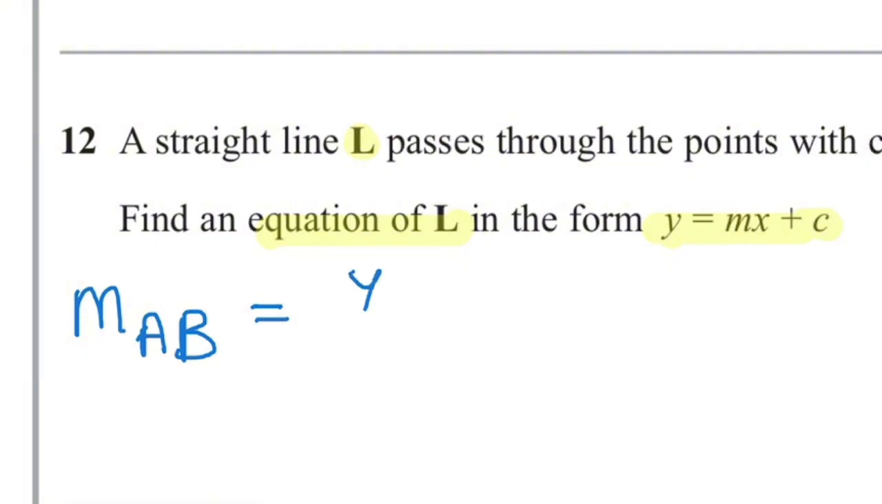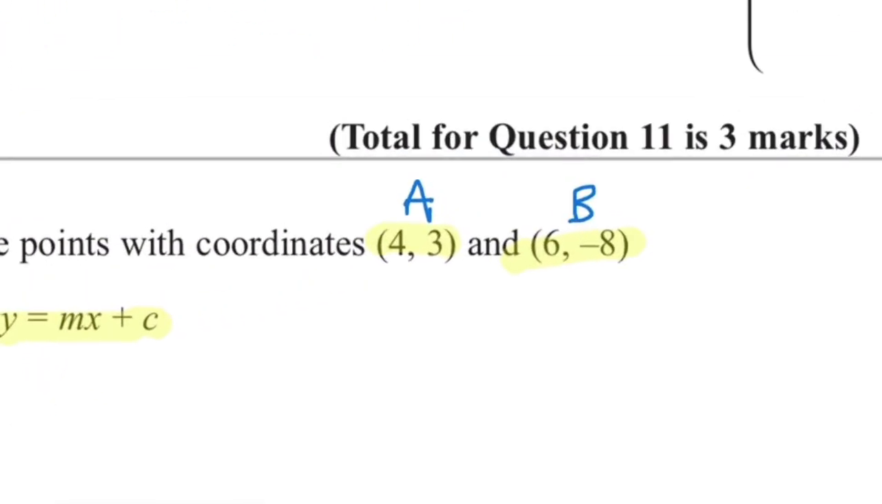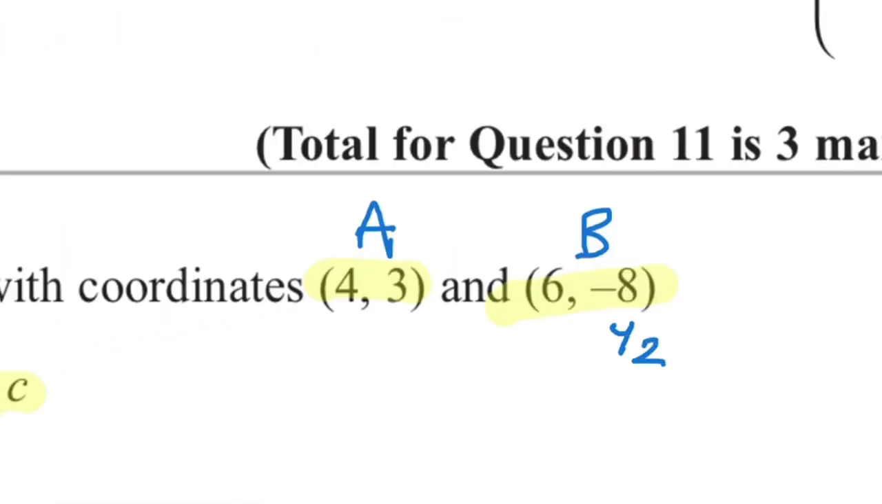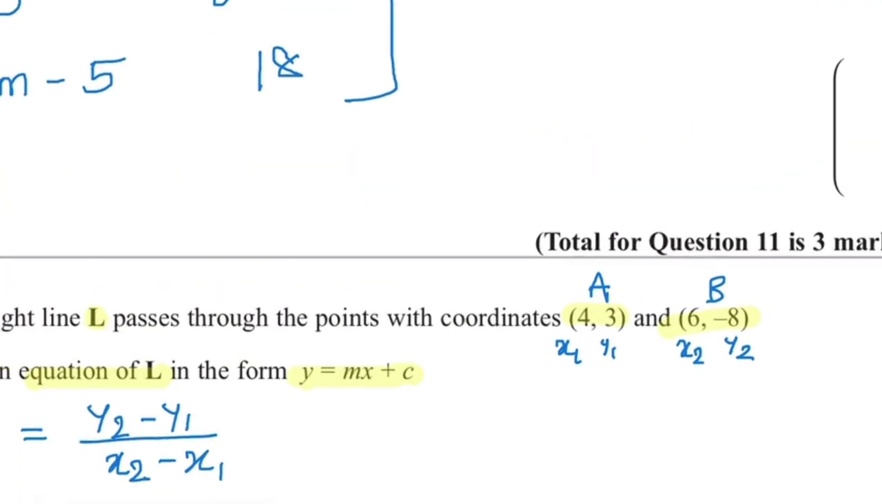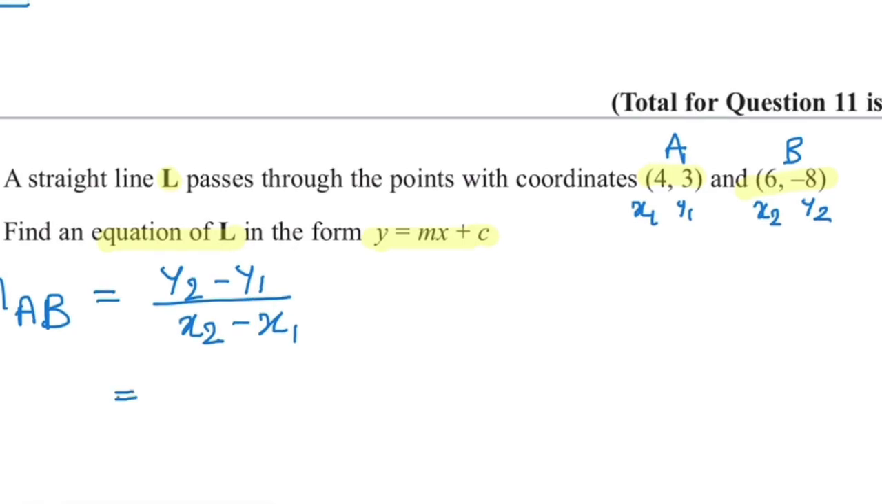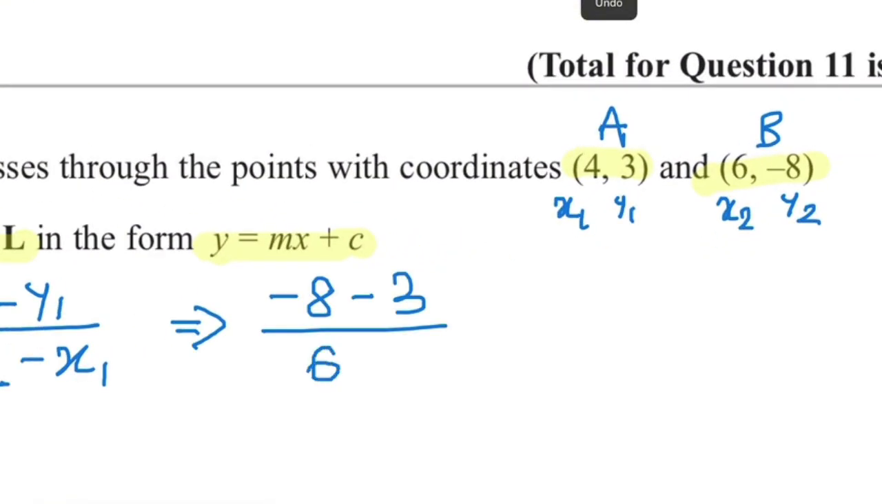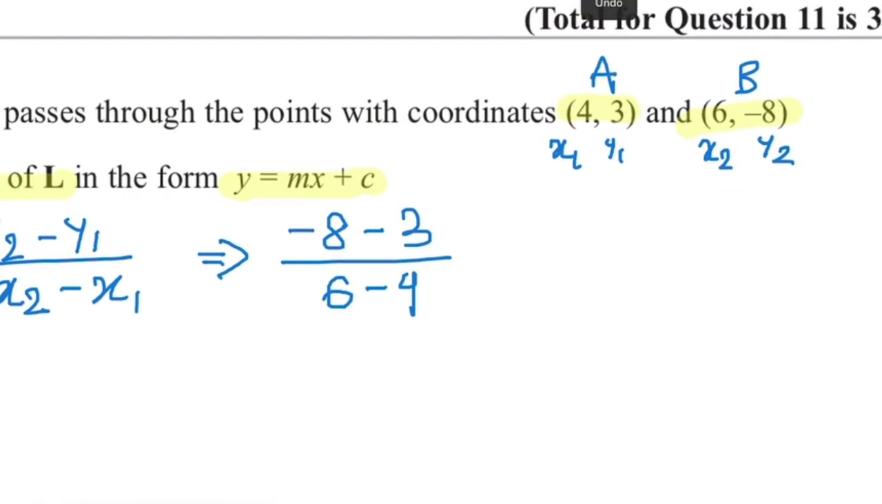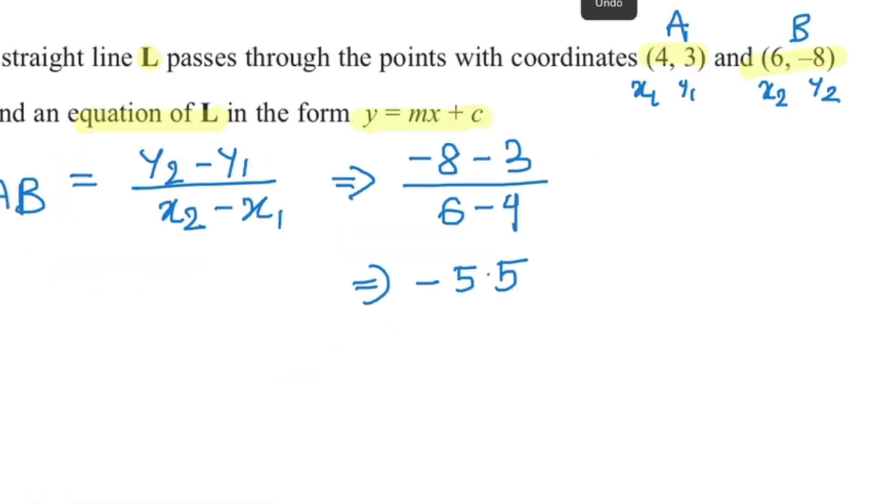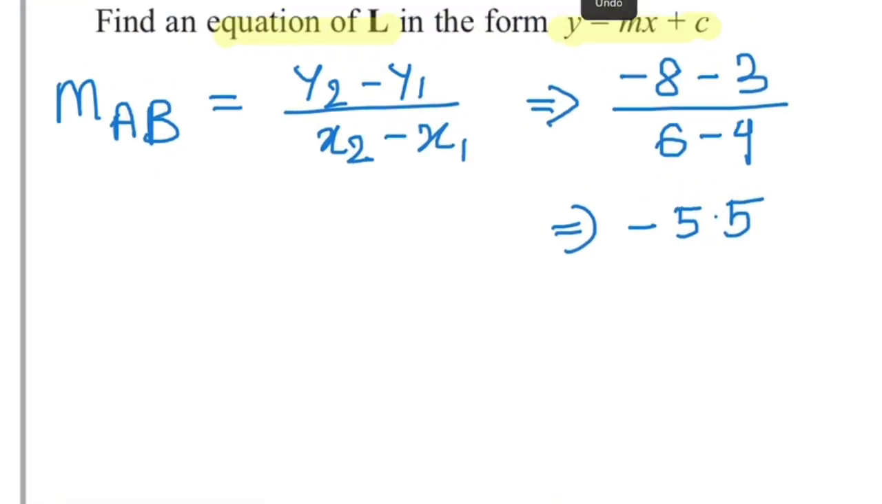So the formula of, let's write M as the short form of gradient, M gradient AB. We know the formula is y2 minus y1 over x2 minus x1. y2 is this, and y1 is this, x2 is this, x1 is this. So following the values, we can write, let me just write it on the other side so there will be space. Okay, let's write here 6 minus 4, which gives us the value of minus 5.5. This is our gradient.